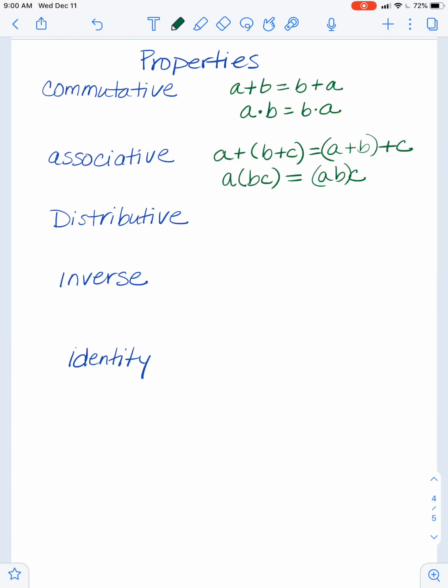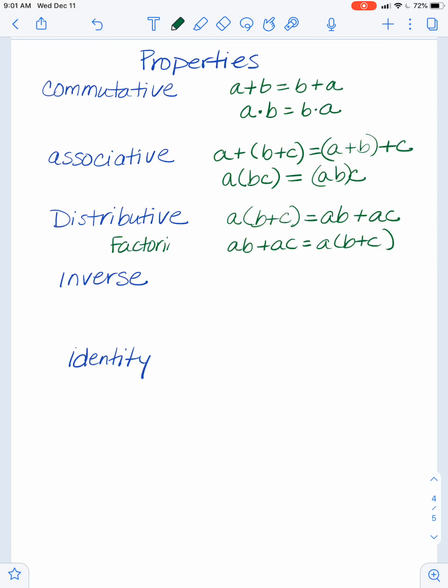Okay, distributive is actually distributive multiplication and addition, because you're multiplying through an addition. Okay, so we're distributing that A to both, and very important you remember that it goes to both. The reverse direction is still the distributive property, but a lot of times we refer to it as factoring.